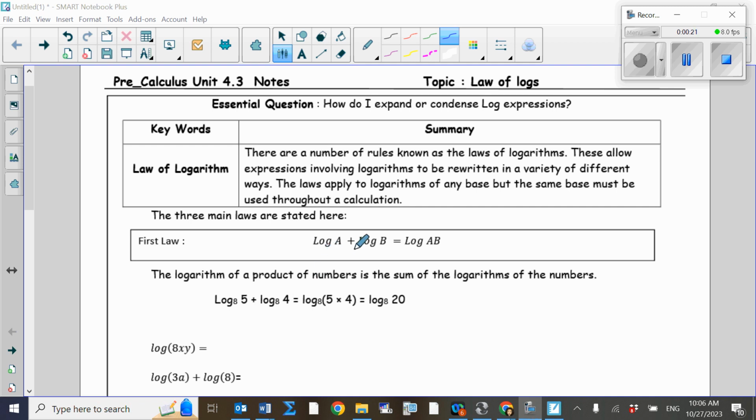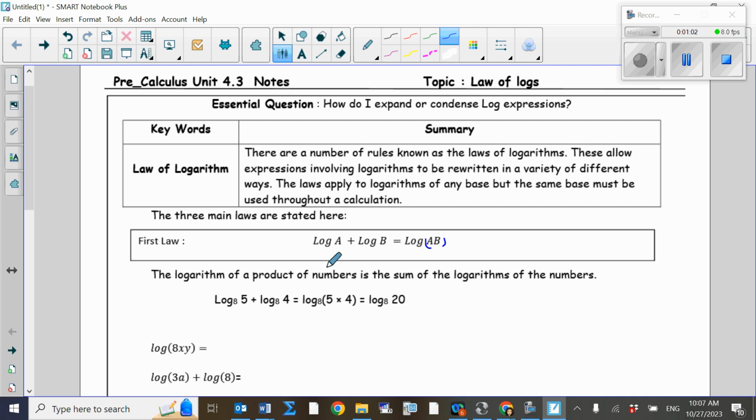If I have log of a plus log of b, I can rewrite that as log of a times b. Keep in mind that if you have log expressions, they all should have the same base in order to use this law. Here, I don't see any base, which means the base is basically 10 for all these terms. Anyway, if I have log of a plus log of b, I can rewrite that as one log and multiply the two arguments together as the new argument for this log.